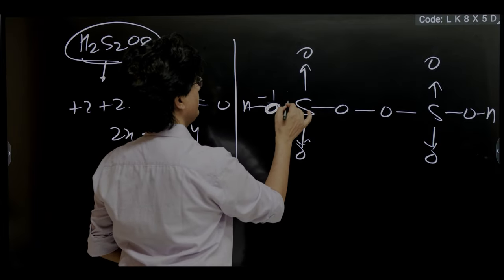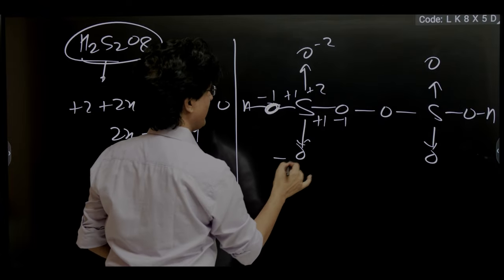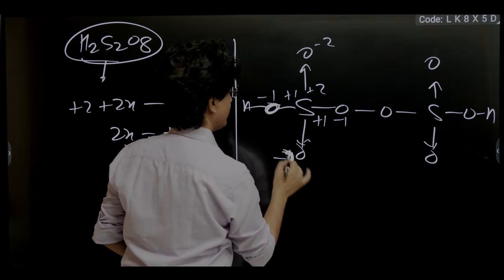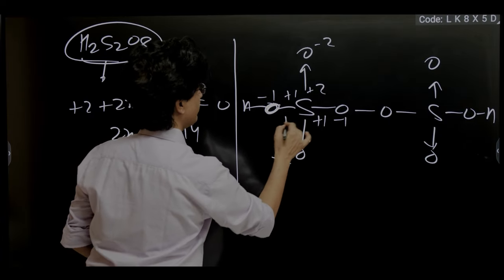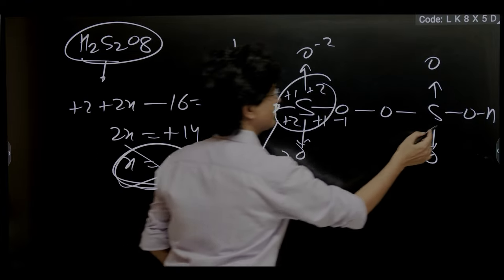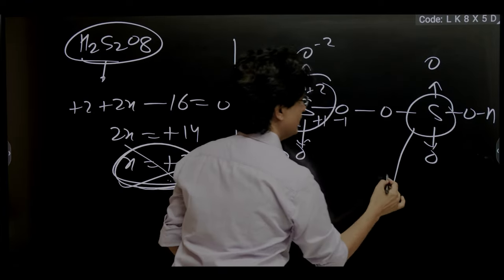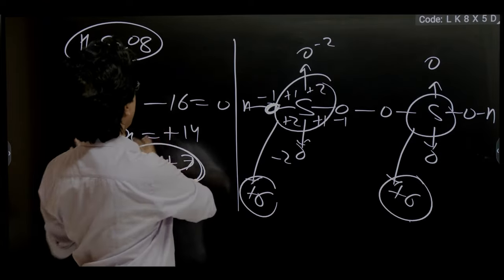Let's check. Minus 1 plus 1, minus 2 plus 2, minus 1 plus 1, minus 2. It is a dative bond. Minus 2 and plus 2. This is plus 6. Are you getting that? And since this is also symmetrical, this will also be plus 6. Yes or no? Is that clear? So I hope.